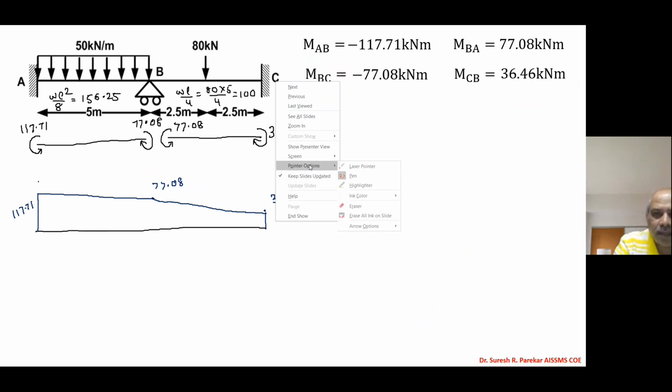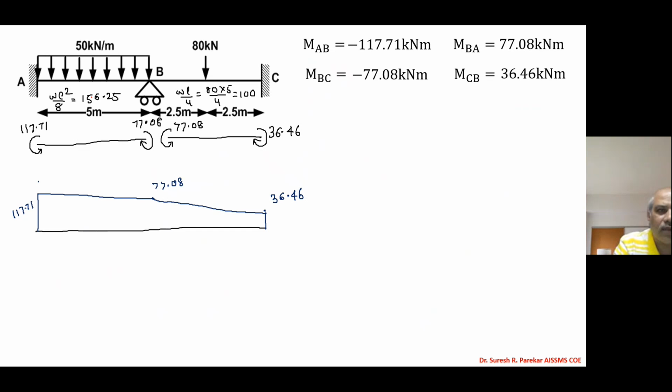And now we will superimpose BMD due to simple support and we have this value 156.25. So we have at the center 156.25. So here also we have the same, 156.25. That is due to simple support.